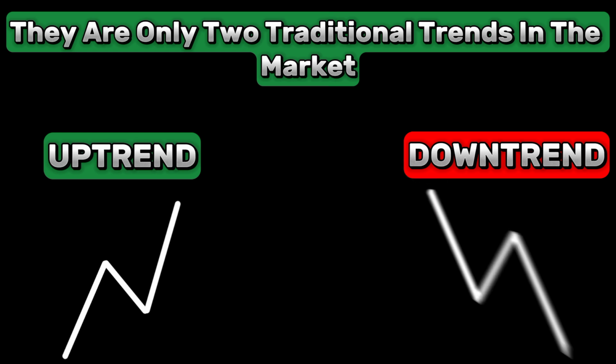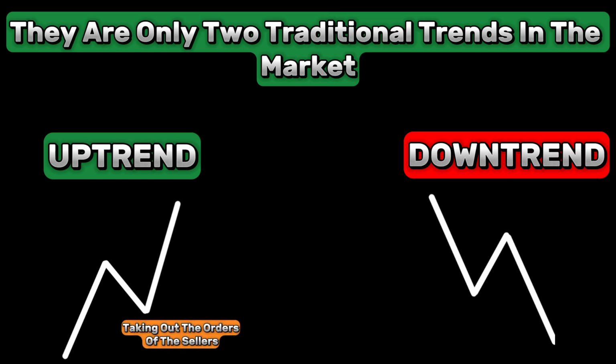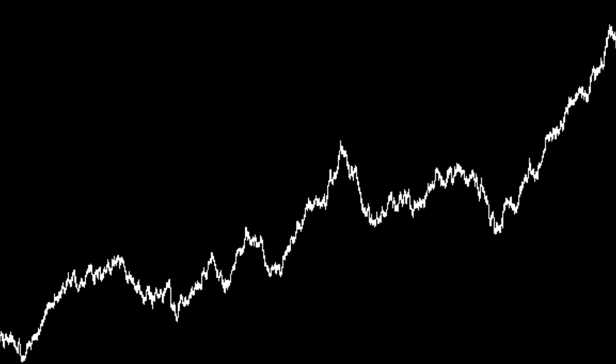In an uptrend, the institutional traders focus more on taking out the orders of the sellers before making a strong price movement, while in the downtrend, the institutional traders will focus more on taking out the orders of the buyers before making a strong price movement. The market behaves this way because it needs a very large influx of liquidity. And if you don't know what liquidity actually is in the market, I have made a video that will guide you through all the basics of liquidity concepts from level 0, and you can check that out after the end of this video.